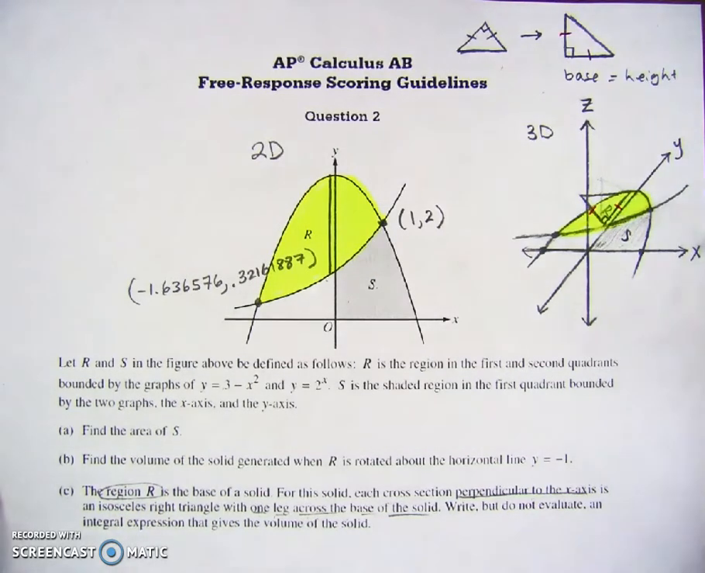Okay, so that's how this isosceles right triangle looks when it's on the region R. The base is one of the legs, and that leg is perpendicular to the x-axis. So we're pretty much ready to write, but we will not evaluate the integral expression. What we need to remember here is that the area of a triangle is base times height divided by 2, or 1/2 base times height, however you learned it.